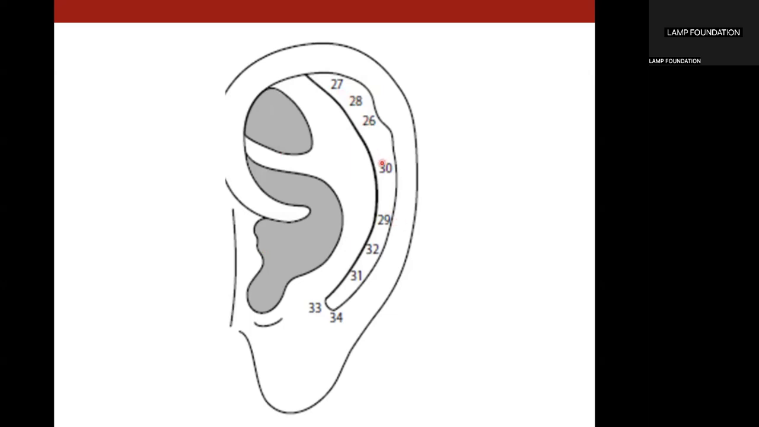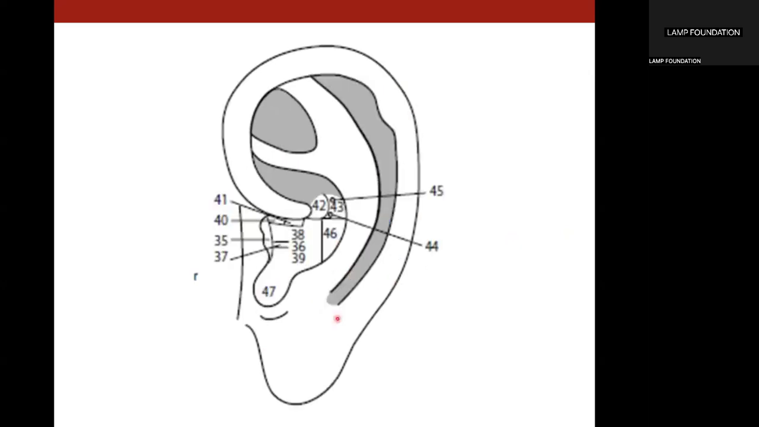30 is elbow. 31 is clavicle. 32 is shoulder joint. 33 is thyroid. 34 is nephritis point. Next is 35. This is the mouth. Curves like a smile. 36 is the heart.